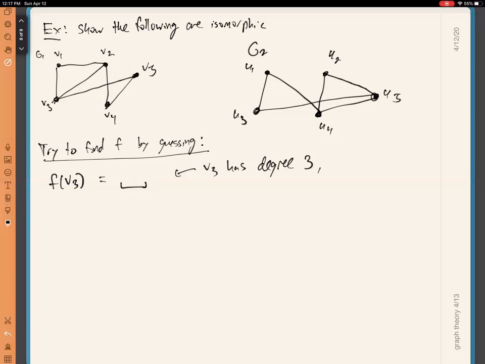And so whatever this is, I need to make sure that f of v3 has degree 3 because of the theorem we talked about previously. So let me just pick one of the vertices in G2 that has degree 3. For example, let me pick u5. So let's say f of v3 is equal to u5.